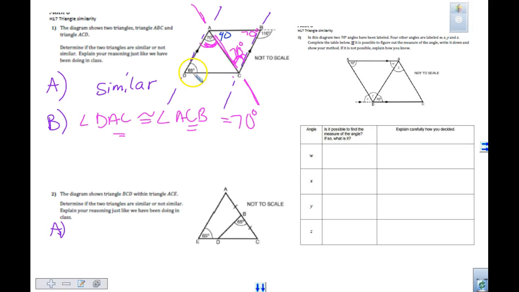And then you have 65 in this one, so 65, 70. What does this one have to be? Take your calculator, let's do some subtraction. This one has to be 45. Fisher, do we have similar triangles? No. So we're going to go back and change this to not similar.